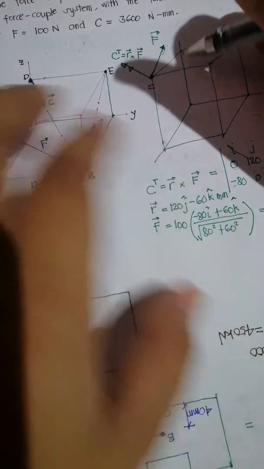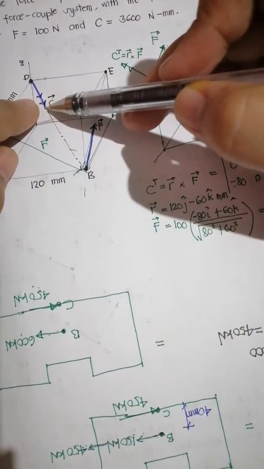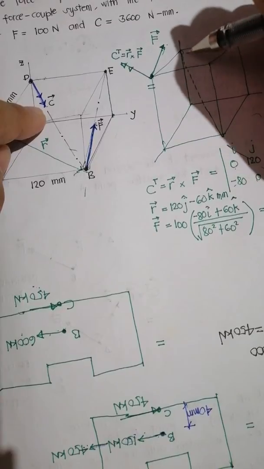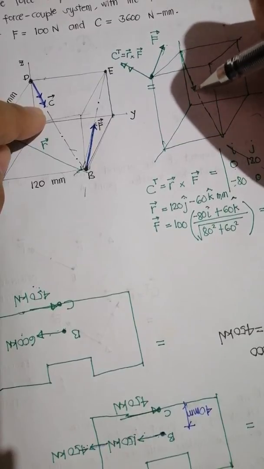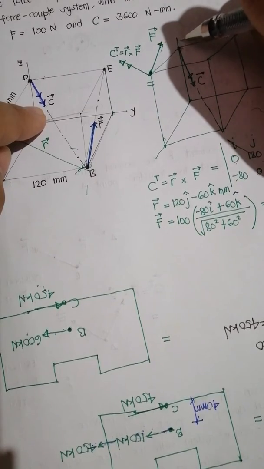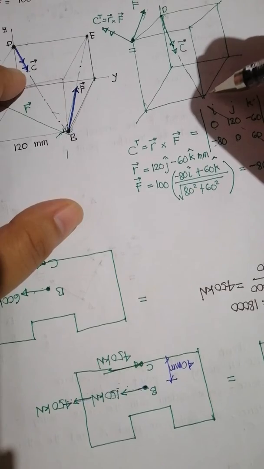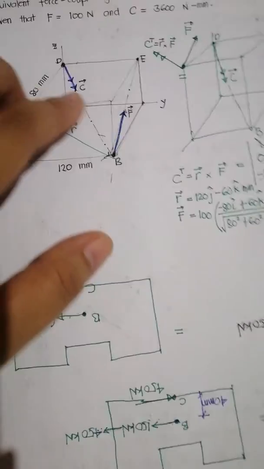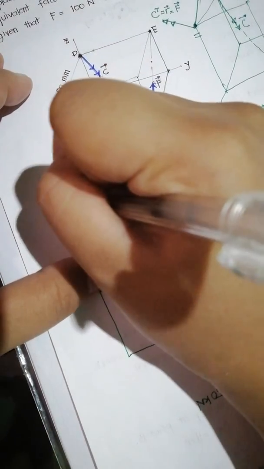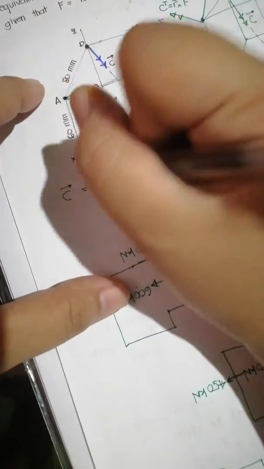And of course, you already know that there is still this original couple vector directed from point D to point B. So we'll have to get its vector notation first. For the original couple vector C, the magnitude given is 3,600.